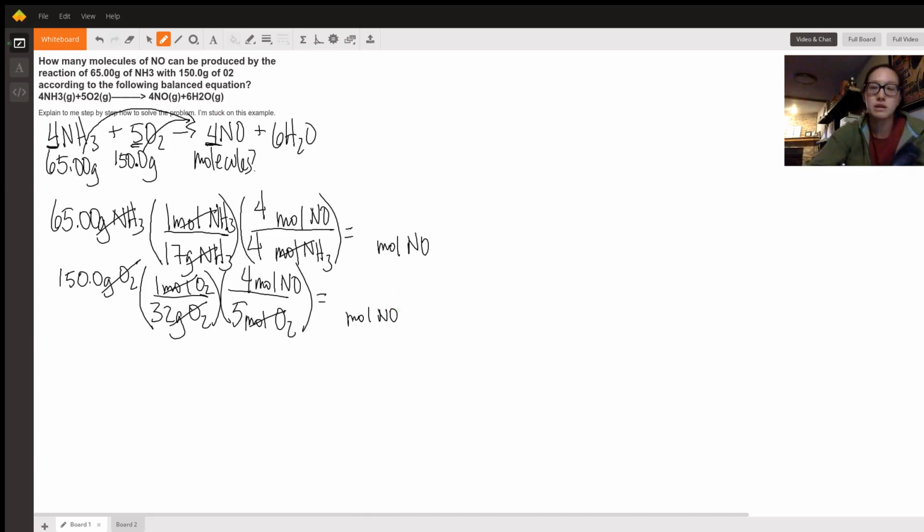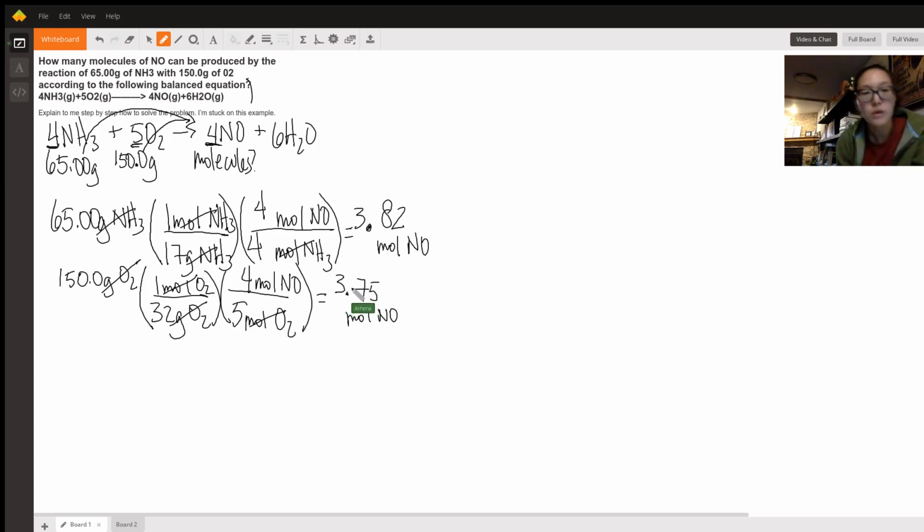Okay, now I'm ready to plug these values into my calculator. I'm going to multiply by everything on the top here and divide by everything on the bottom. So I'm punching in 65 times 4 divided by 17 divided by 4. And so for my moles of NO, I get 3.82. Let's just stick with 3 sig figs for now. Okay, down here I've got 150. Again, multiplying by everything on the top, dividing by everything on the bottom. 150 times 4 divided by 32 divided by 5, and I end up with 3.75.